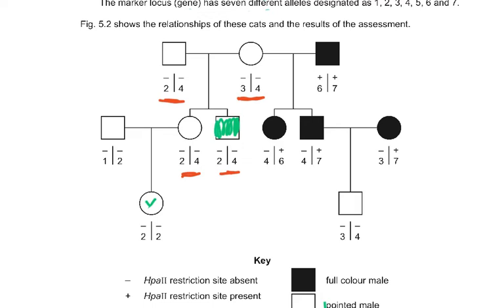Now if you look at all the males, let's look at this male very carefully. Where did it get the 2 and the 4? Well, it got the 2 negative from here. This is the 2 negative it got from here, and the 4 negative it got from here.